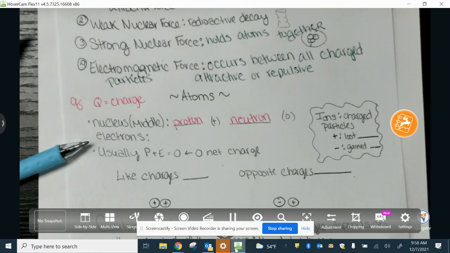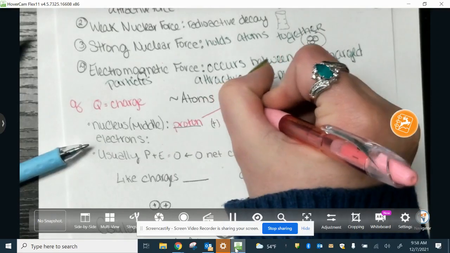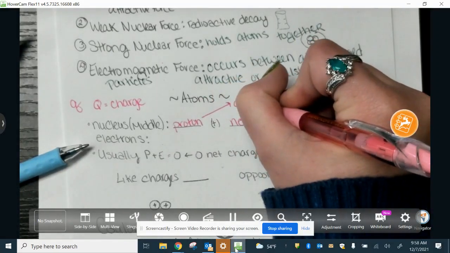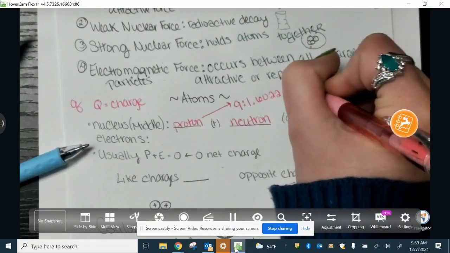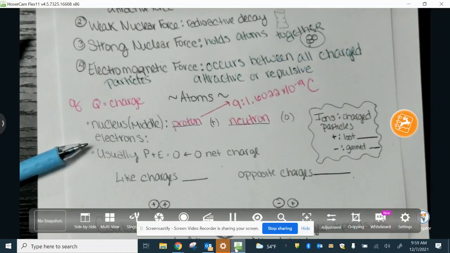The charge of a proton is 1.6022 times 10 to the negative 19th coulombs.